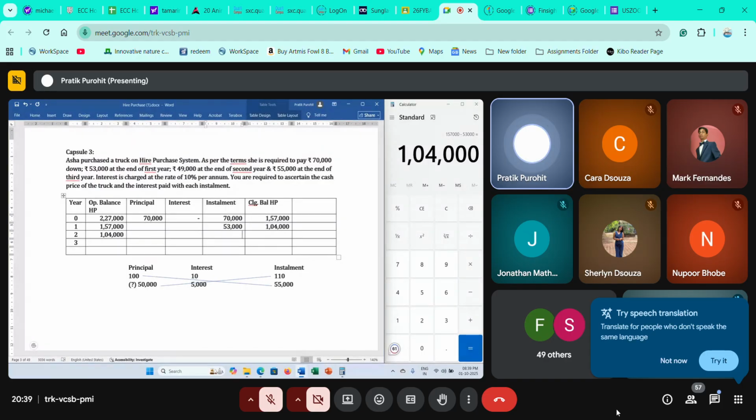Now how much are you paying at the end of second year? 49,000. So you write that installment here, 49,000. Now you subtract 104 minus 49,000. You get 55,000, which is coming in the opening of the subsequent period. And then last installment is also 55,000. So there is no balance in closing hire purchase. So I've just plotted the things over here. Is this clear so far?